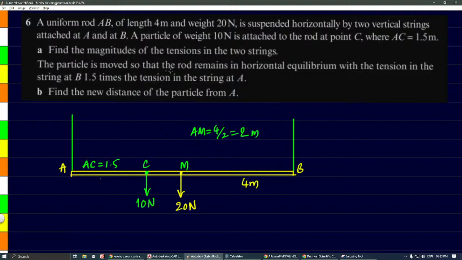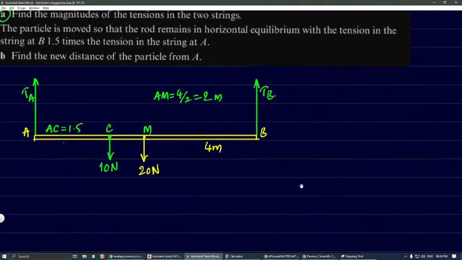And the particle is moved so that the rod remains in horizontal equilibrium with the tension in the string at B 1.5 times the tension in the string at A. So first let's do this bit, find the magnitudes of tensions. Let us say this is tension TA and this is tension TB. Both will be acting upwards, right? Yes. So first let us solve this.